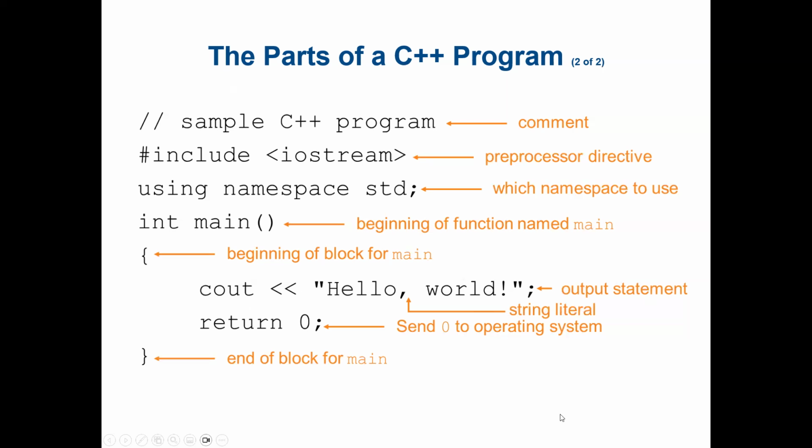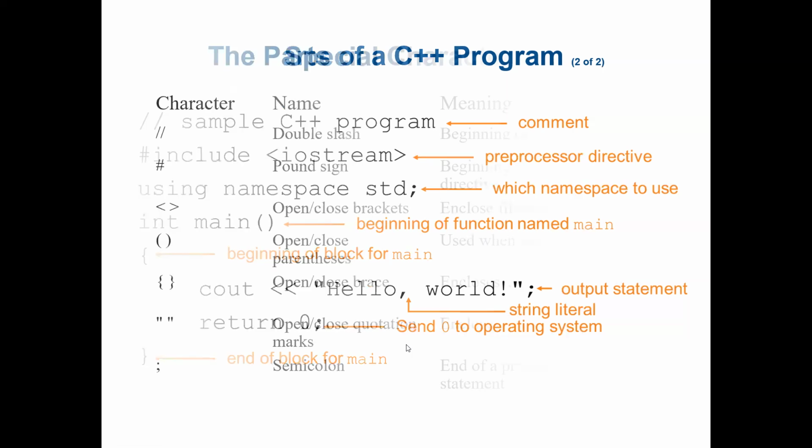Then here we are sending 0 to the operating system. This will signal the end of the operation. Return 0. That's why in the main function, the return type for the function is int, and we have return 0. And that will be the end of the block. Again, we will go through this in more detail in the lectures coming.